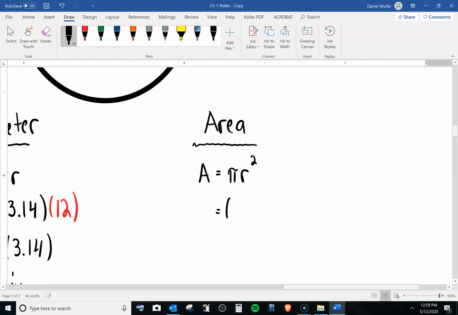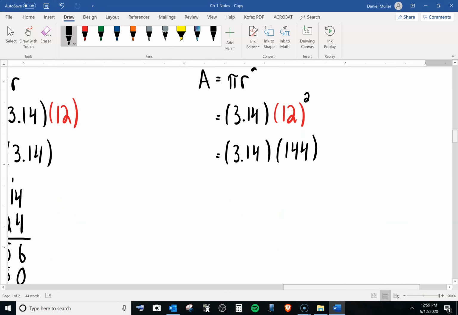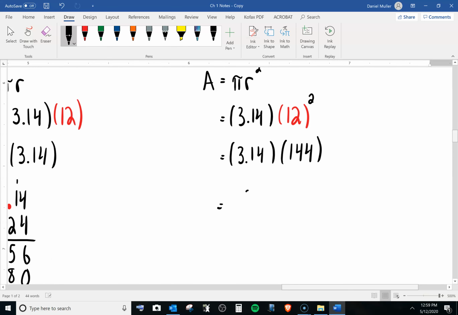And our pi is 3.14, and our radius, again, was 12. That was half the distance to the circle, from the middle of the circle to the end, and we're going to square that. So this is 3.14, and 12 squared, 12 times 12 is 144. Now, I don't know what that is, so I will do this again. 3.14 times 144.